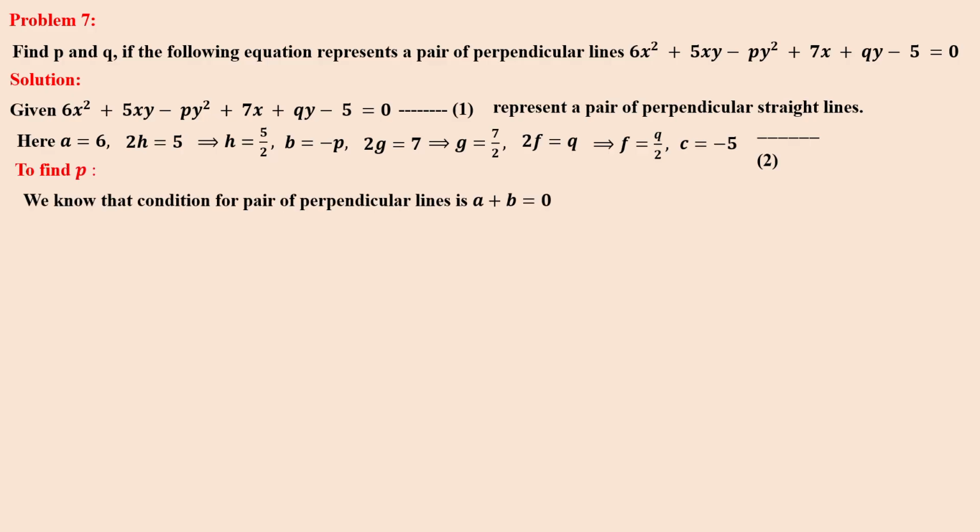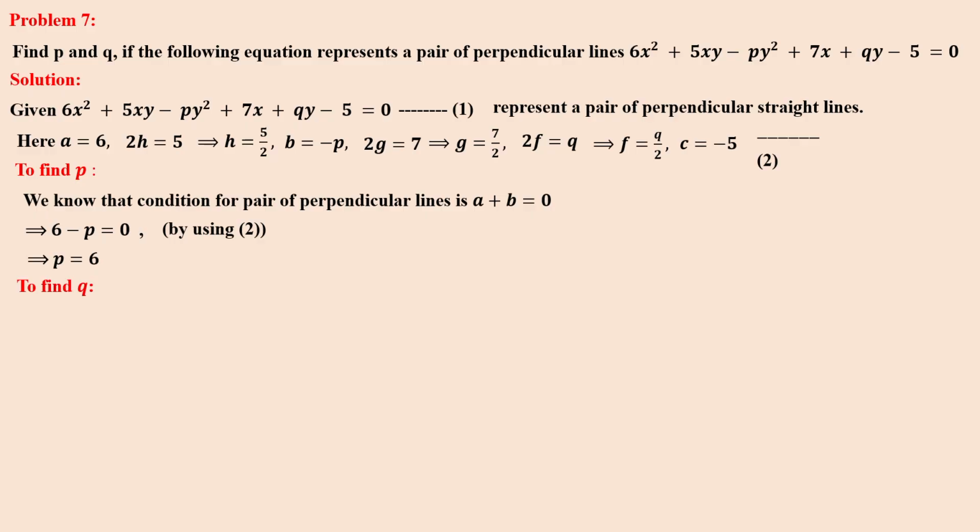To find p, we know the condition for pair of perpendicular lines. If two lines are perpendicular, then a + b equal to 0, right? We are going to use that condition to find p. Now here a is equal to 6 and b is equal to −p. Substituting that value, 6 − p equal to 0. So therefore p is equal to 6. You can write it directly because we know the perpendicular lines should be 6x² + 5xy − 6y², definitely, right? From that pair itself you can write it directly. So we are just deriving that. So therefore p is equal to 6.